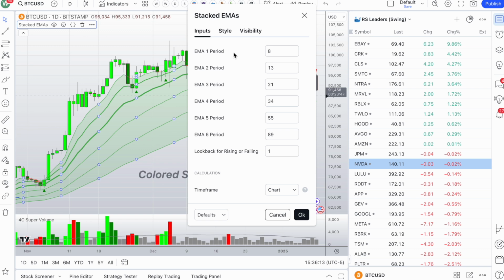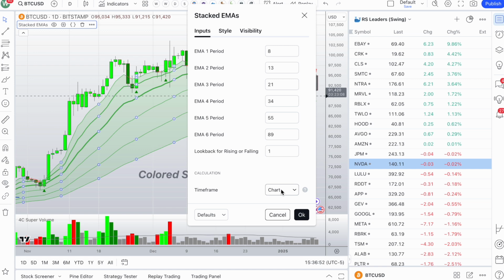You can input any EMA you want, and I should say EMA stands for exponential moving average. It's just a smoothing function of price. So right here I have 8, 13, 21, 34, 55, and 89. You could make it 8, 9, 10, 11, 12 as long as they're in consecutive rising order. You can make it 10, 20, 30, 40, 50, 60, whatever you like. Doesn't matter as long as they're consecutive and rising. The look back here, this has to do with the colors that the EMA lines themselves get.